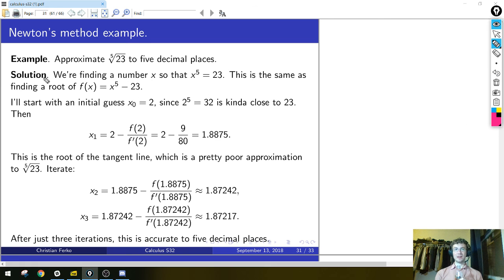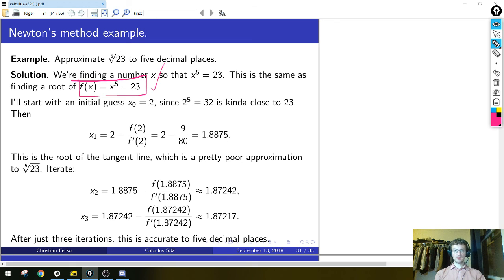So the solution is that first you need to convert this question into a statement about finding a root of some function. Right, so finding the fifth root of 23 is mathematically equivalent to finding a number x such that x raised to the power 5 equals 23, right? That's what fifth root means. Subtracting 23 from both sides means that's the same as finding a root of this other function, x to the power fifth minus 23. So if we find a place where this function vanishes, then we found an approximate fifth root of 23.